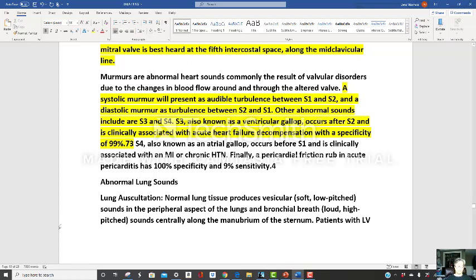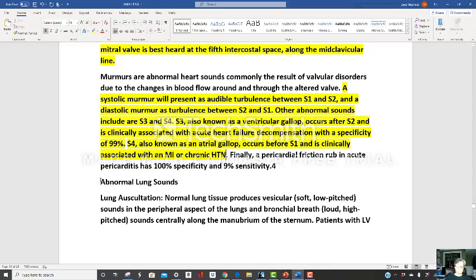Decompensation, with a specificity of 99%. S4, also known as an atrial gallop, occurs before S1 and is clinically associated with an MI or chronic hypertension. Finally, pericardial friction rub in acute pericarditis has 100% specificity and 9% sensitivity.